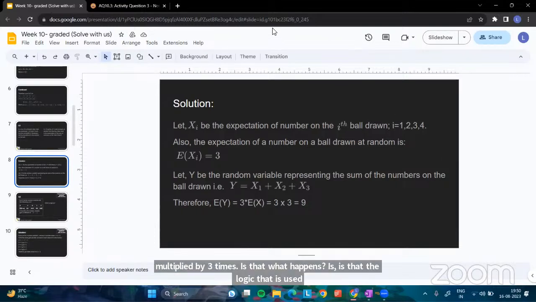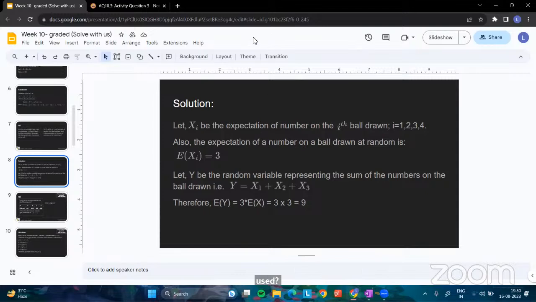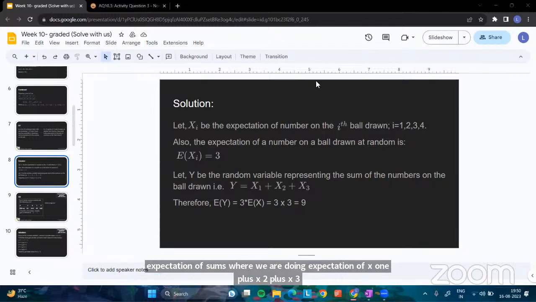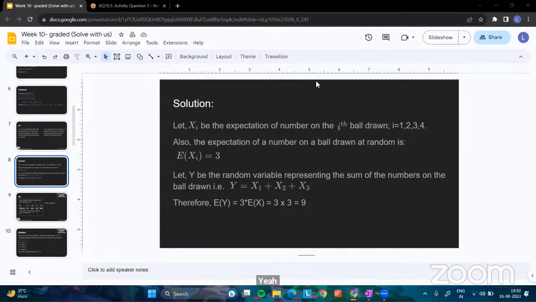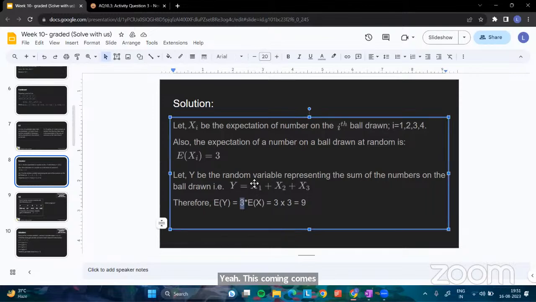Could you just repeat what you said? When we do expectation of x1 plus x2 plus x3, we consider the fact that the expected value is 3 when we take a random number. So that is why we multiply it by 3. This 3 comes from the fact that we have x1, x2, and x3, and the expectation of xi is 3.